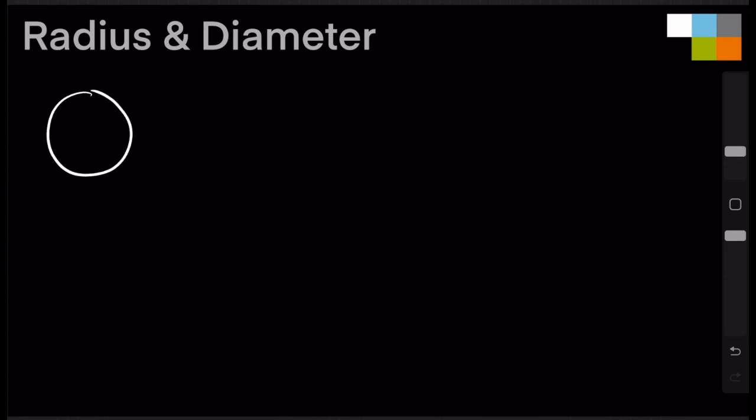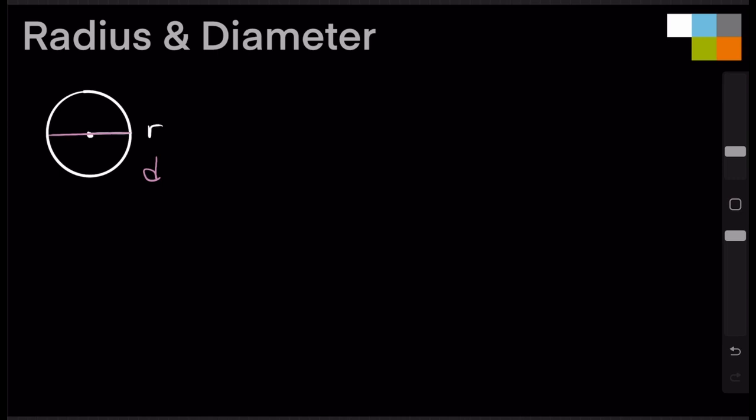Let's suppose we have a circle. The radius would be if we measure that circle from the middle to the edge. That is our radius, which we can also write as just r. The diameter of something is just going from one edge to the other. And the diameter can be expressed as just d. Knowing these two things about a circle helps us a lot.